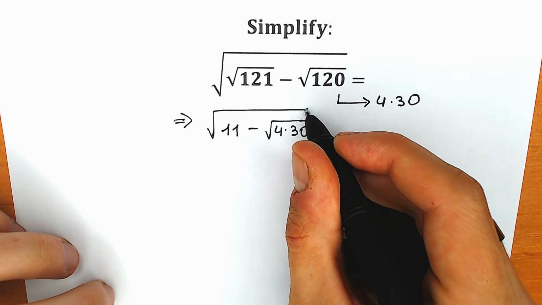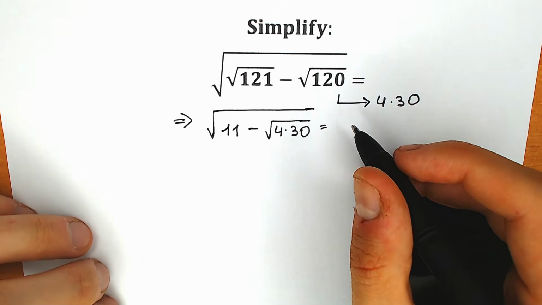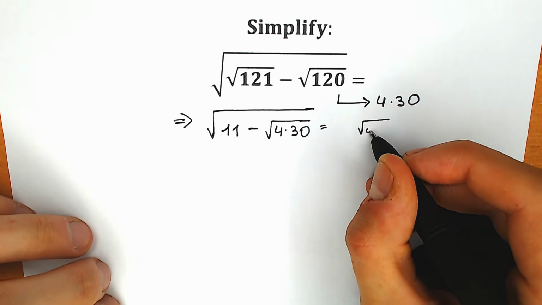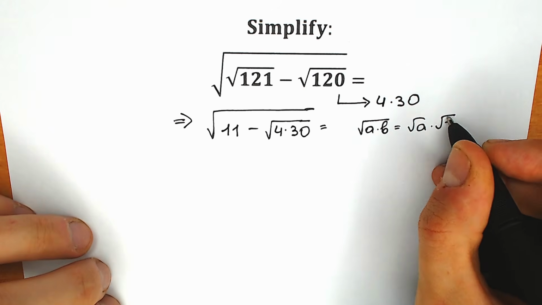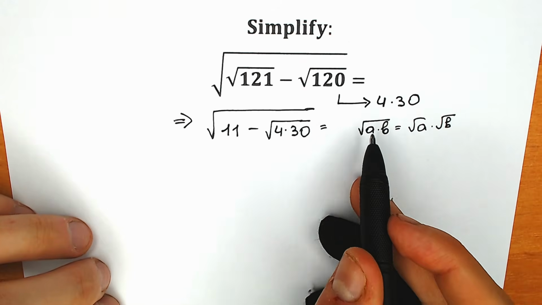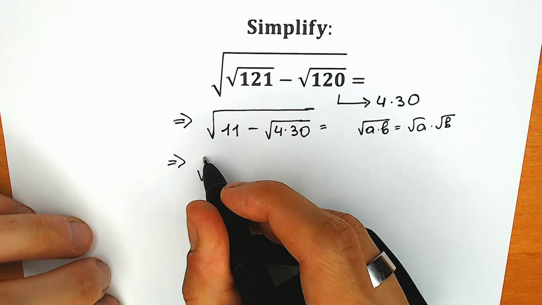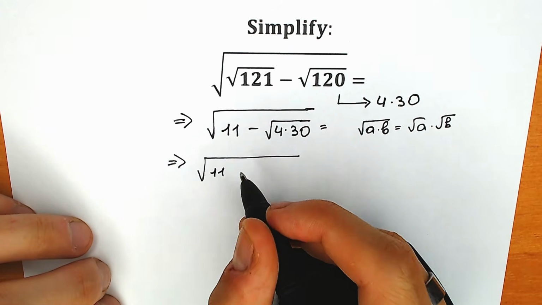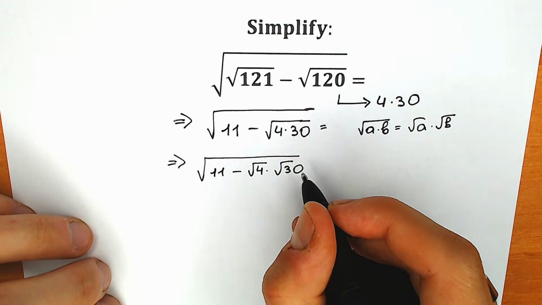Okay, what are we going to do next? Right now we need to know a really important property. I think everyone knows about it. When we have square root of a times b, we can easily split it like square root of a times square root of b. It works perfectly with multiplication and division. In our case, we have multiplication, so this property works absolutely perfectly. So let's start with that. So square root of 11 minus square root of 4 times square root of 30.